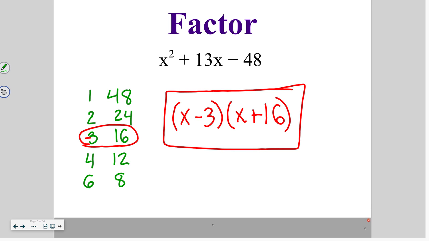This time we are looking for a positive 13, so the factors that work are 16 and negative 3. Again, we had that negative 48, so I needed one positive and one negative factor. X minus 3, x plus 16, or vice versa, x plus 16, x minus 3.